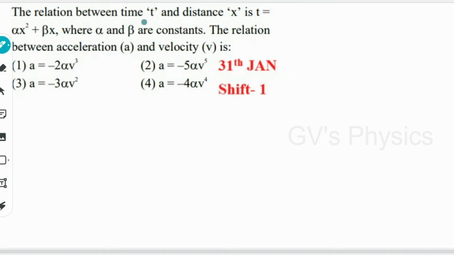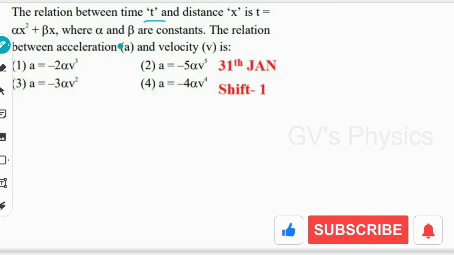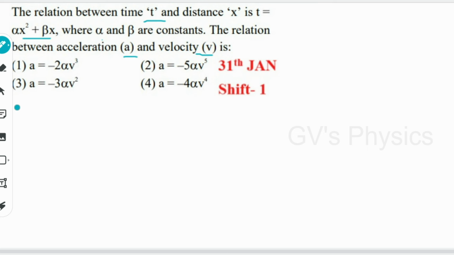Next, the relation between time and distance x is t is equal to alpha x square plus beta x, where alpha and beta are constants. Find the relation between acceleration and velocity. First, we'll take the equation: t is equal to alpha x square plus beta x.